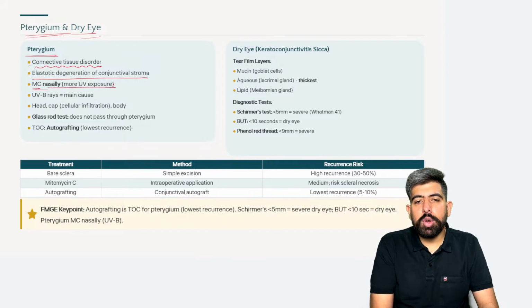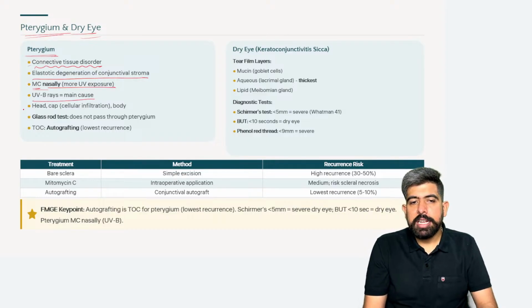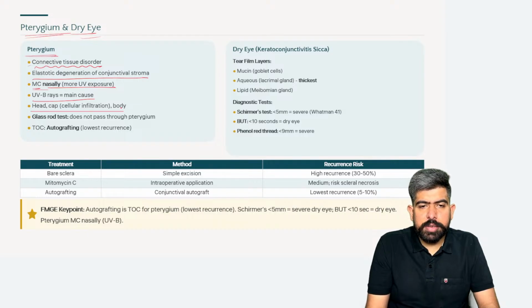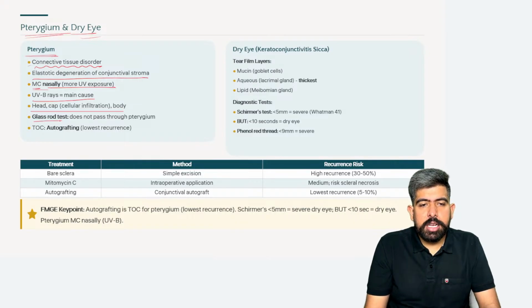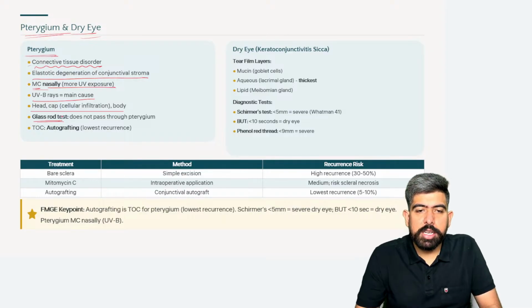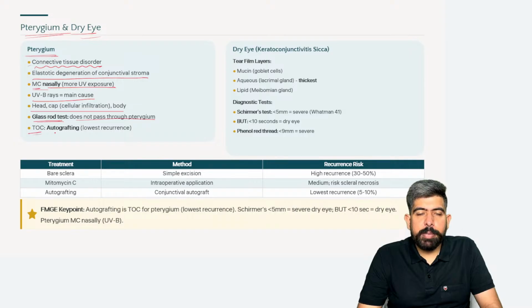What is the most common cause? UV exposure is the most common cause. UVB rays are the main cause of it. It has a head, cap, and body with cellular infiltration. The glass rod test does not pass through the pterygium. And what is the treatment of choice, guys?